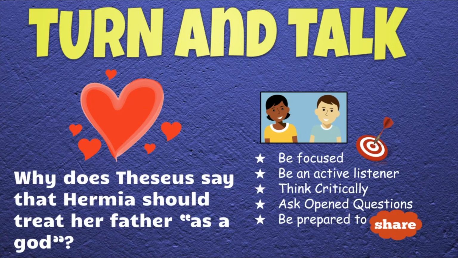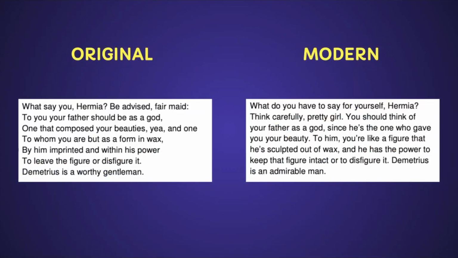So remember, that was Theseus talking to Hermia, and he basically says, "You should treat your father as a god." So why does Theseus say that Hermia should treat her father as a god? I want y'all to think about this. But in my opinion, it's how they lived back then. It was a system called patriarchy, where the father of the house or the man of the house made all the rules, and everyone had to listen to him, which is sort of a messed up way of living. He's basically saying, Hermia, the way that you are right now is because of your father. You should treat him as a god.